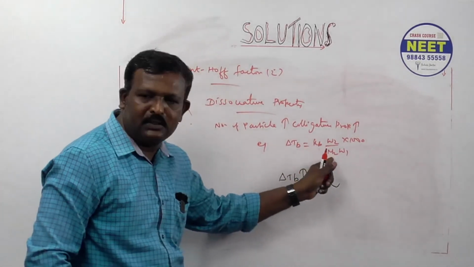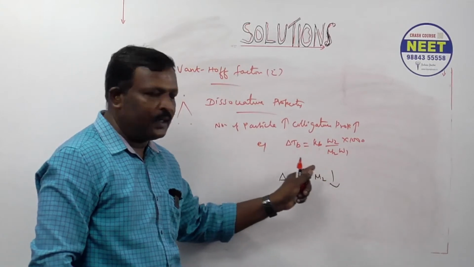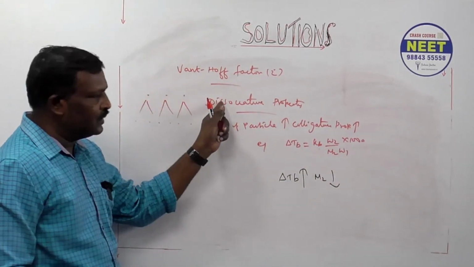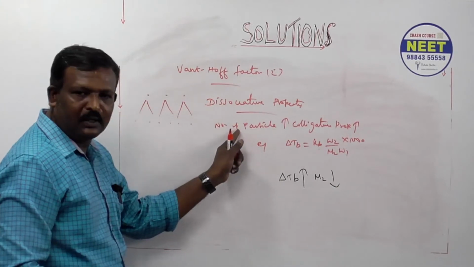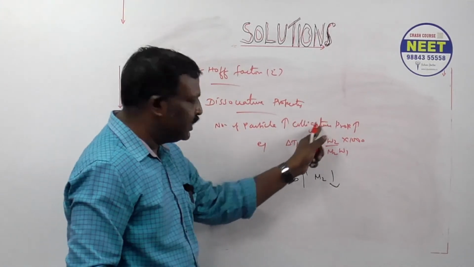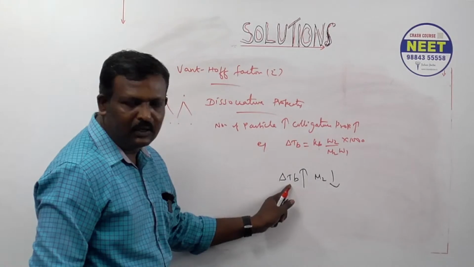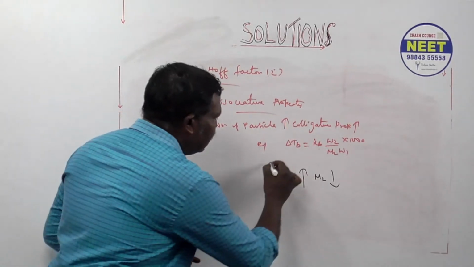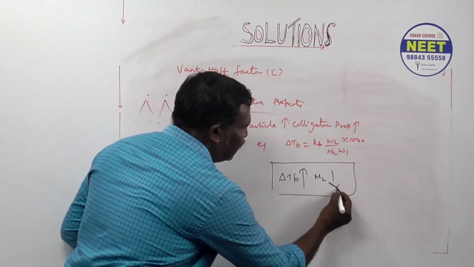Molecular mass decreases. Understood? During dissociation, the number of particles increases. Number of particles increases means colligative property increases. Colligative property is nothing but what? Del-TB. Del-TB increases, so molecular mass decreases. Are you following or not?